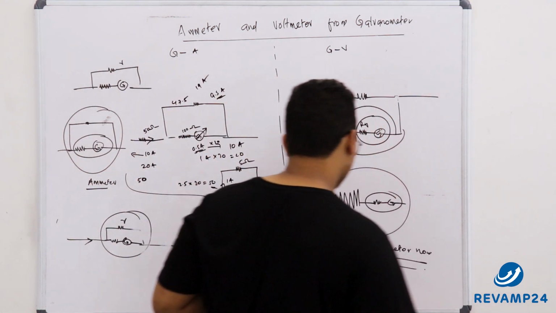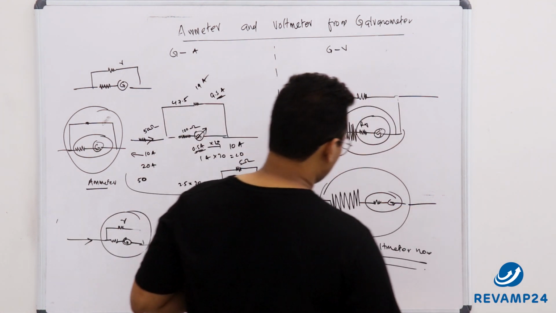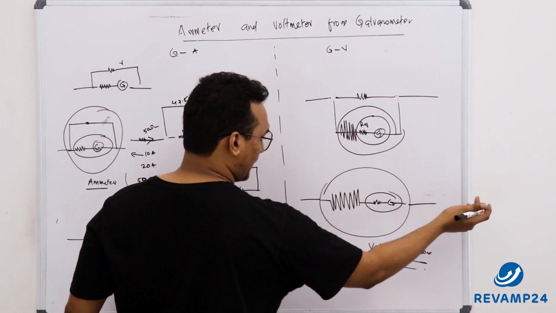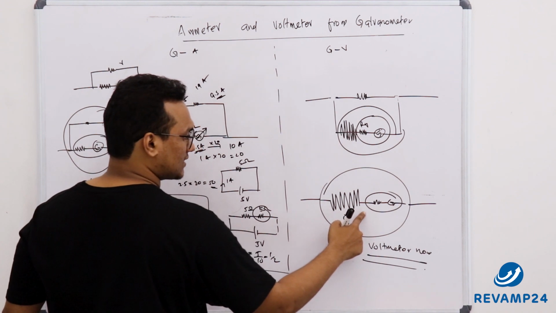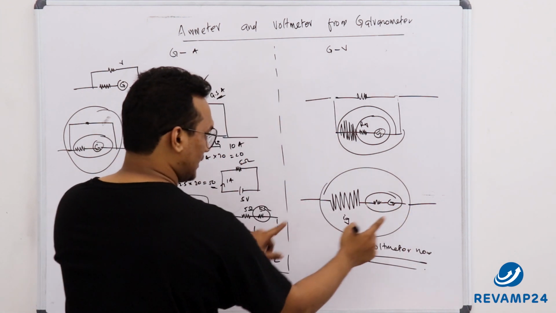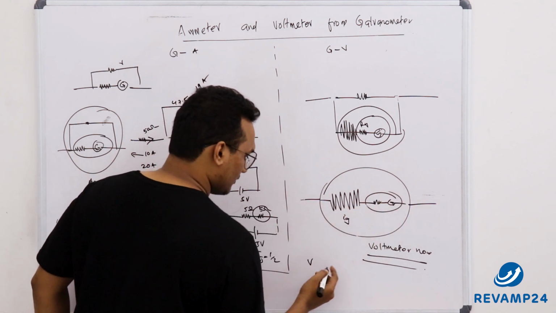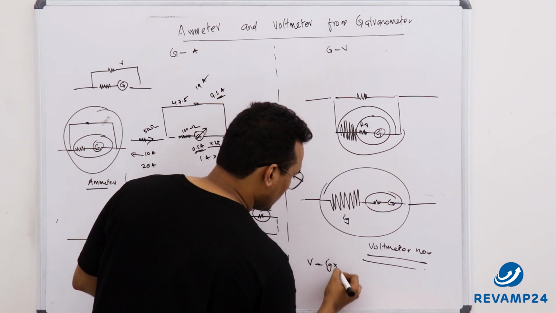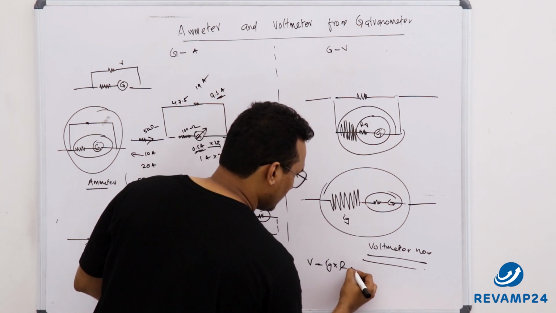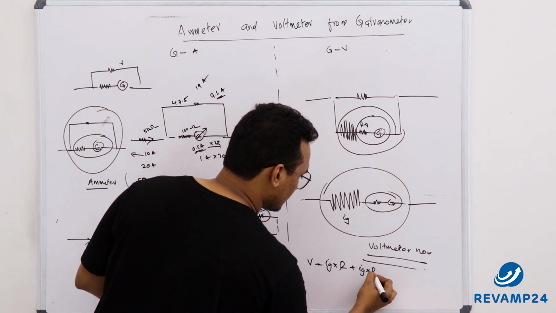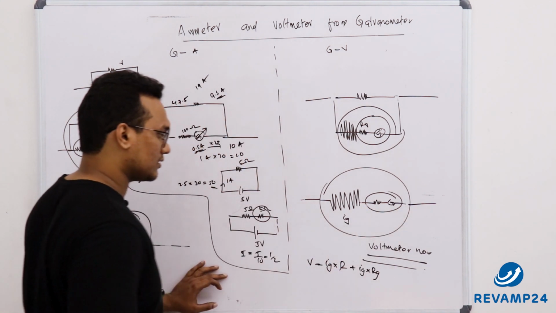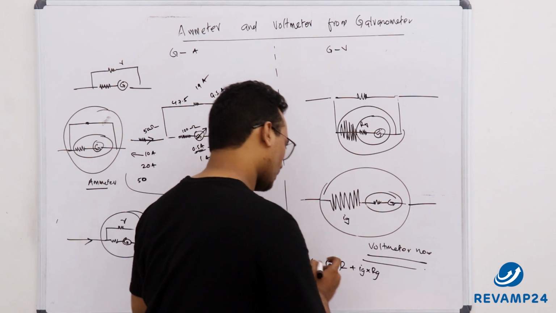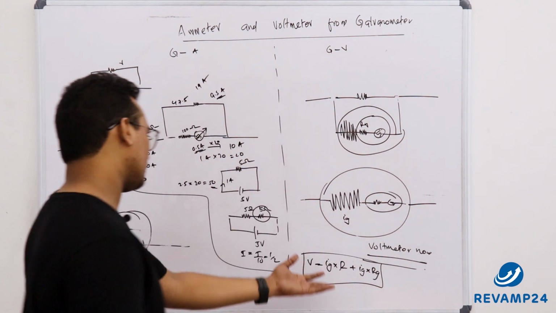Now you can get the equation for this. So here, see, this is the shunt, right? So the same current Ig will pass through the shunt and through the galvanometer. So the net potential difference here is due to this one and this one. So it is nothing but Ig into the shunt resistance R plus Ig into Rg. So this is the potential difference across the galvanometer, and this is the potential difference across the shunt. That is the total potential difference. If you want an equation, you can write it in this way.